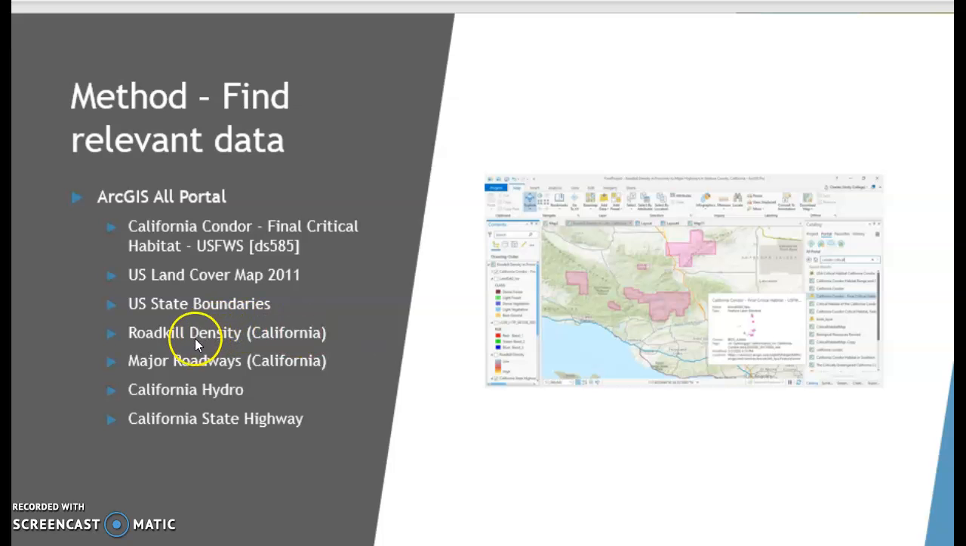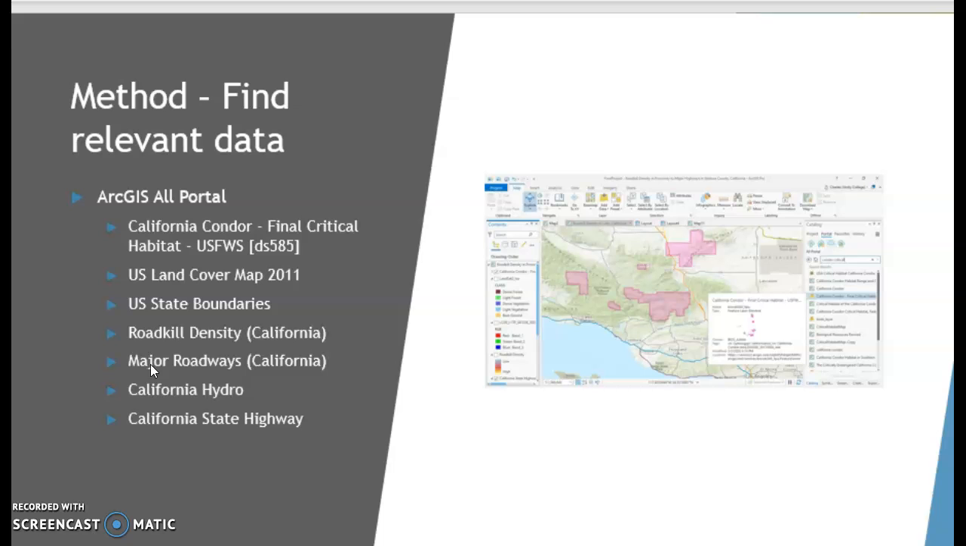Also added the major roadways within California. This is going to highlight all the major roadways that help get traffic through California and things like that. It does not give you many minor roads because that would honestly be too many and it would probably take forever to load. So I just went with major roadways because that's simple. That should be simple enough to illustrate the idea that condors tend to be around major roadways.